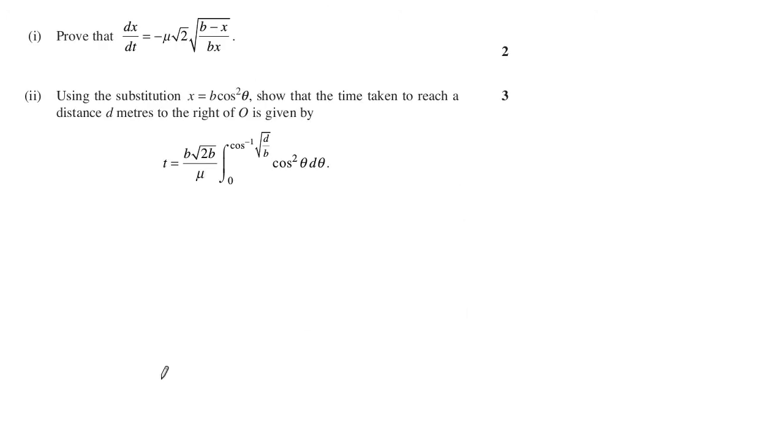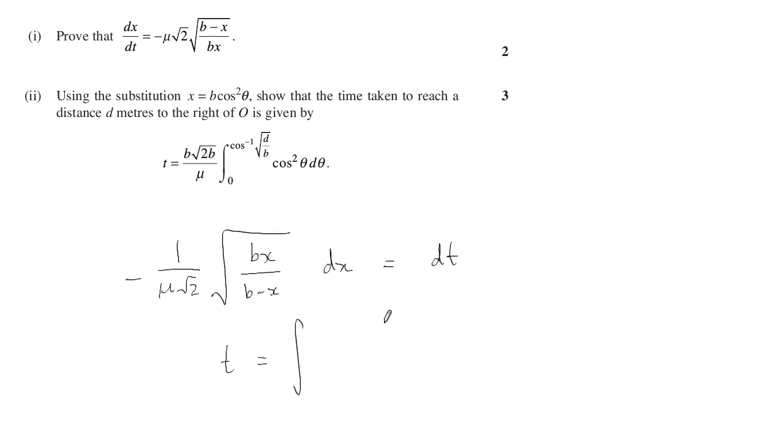Part 2. So for this one, we want to use a similar trick to what I did before and multiply both sides of this by dt. And we also want to have all the x stuff over one side, so I'll divide both sides by all of this. So that will give you 1 on mu root 2, reciprocal of that. And then you can just integrate both sides of that. So when you integrate dt, that'll just give you t. I'm just flipping this around because we want to find t.